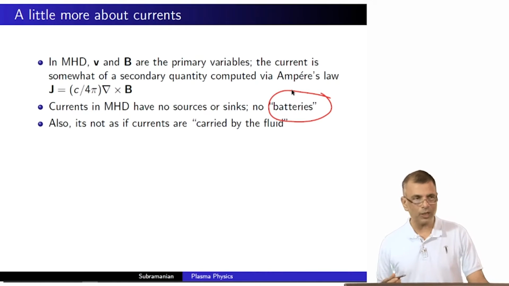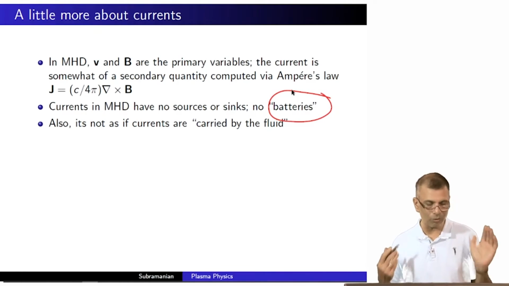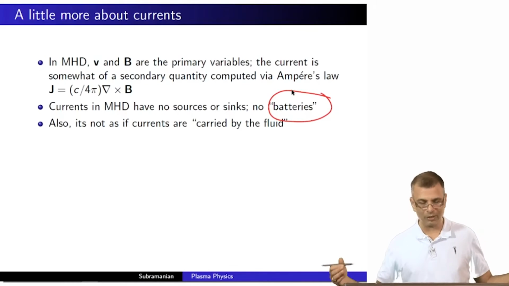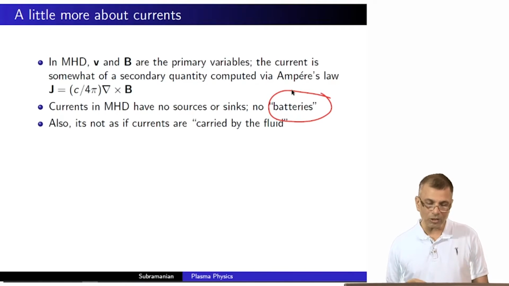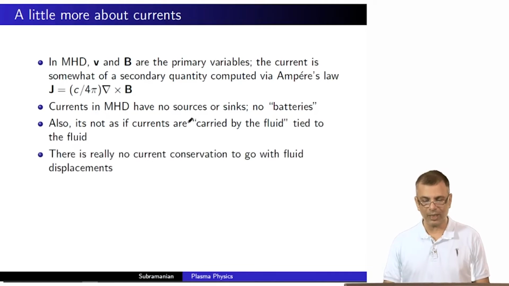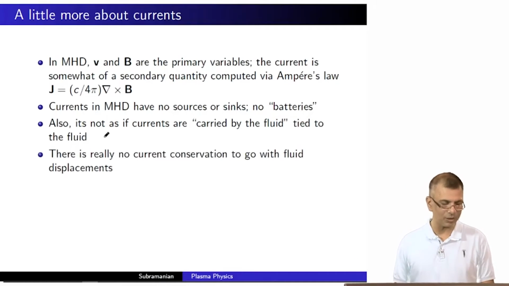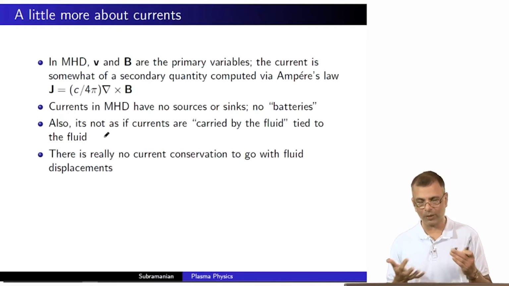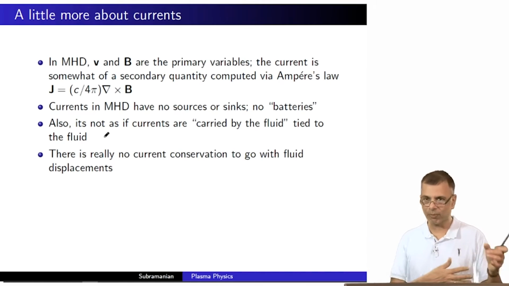Normally our notion of current flowing in wires is precisely this. You always think of a battery or a generator which generates the current and the other side taking the current back, but there are no such things in MHD. Also, it is not as if currents are carried by the fluid, as in it's tied to the fluid. The reason I'm emphasizing this so much is because these are common misconceptions. You have a fluid comprising charges and it's flowing, and it's natural to think that the flow of these charges comprises the current.